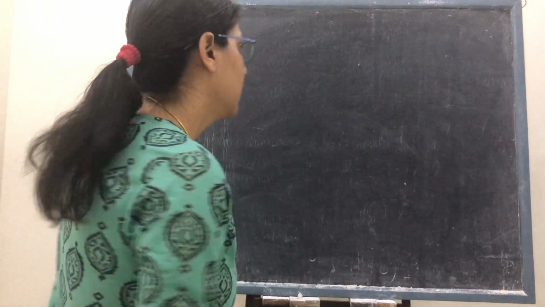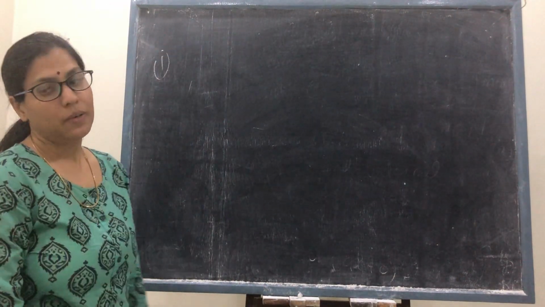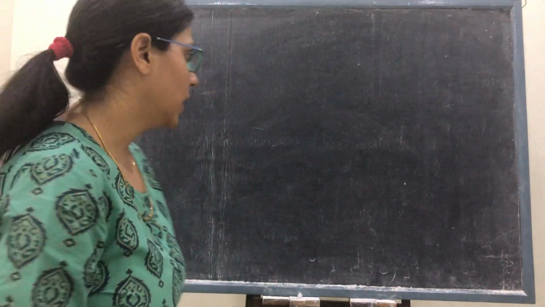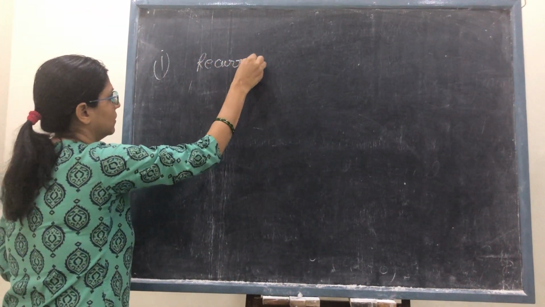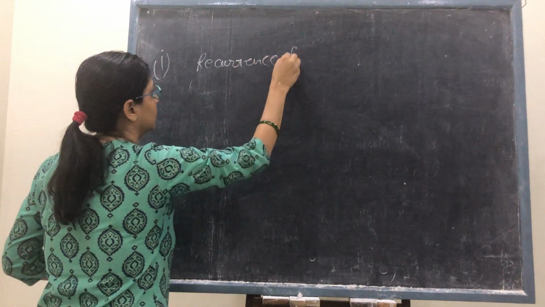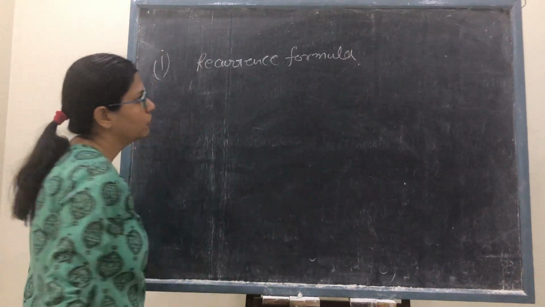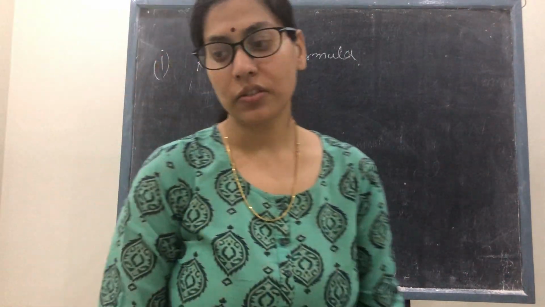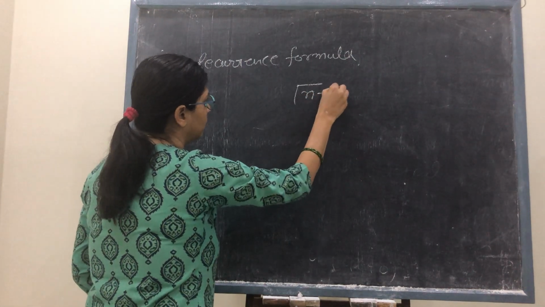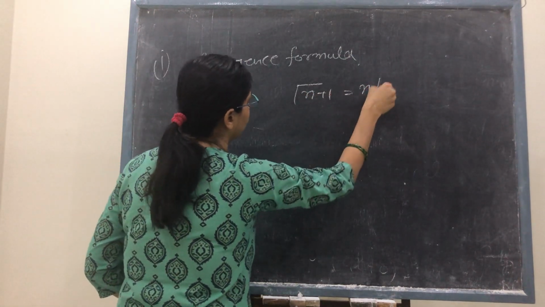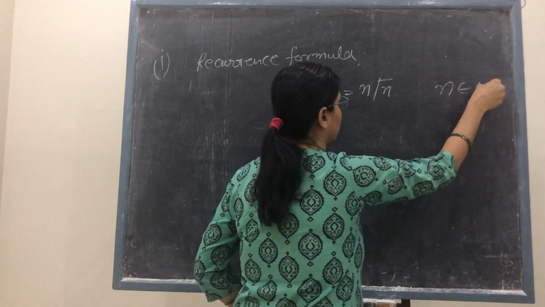Now, there are some properties of the gamma function. Number one is the recurrence formula. What is the recurrence formula? Gamma of n plus 1 is equal to n times gamma of n, for all n belonging to natural numbers.